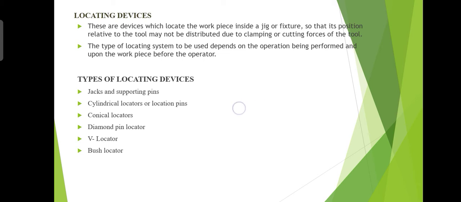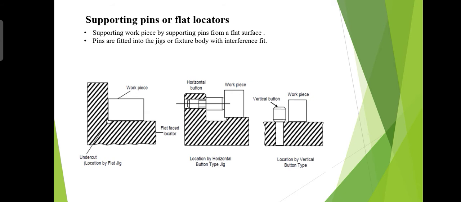Now I will explain supporting pins. These are the diagrams of supporting pins and jack pins. These are the diagrams: location by horizontal button type, location by flat type, and location by a vertical button pin, supporting the workpiece by supporting pins from flat surfaces. Pins are fitted into the jig or fixture body with an interference fit.